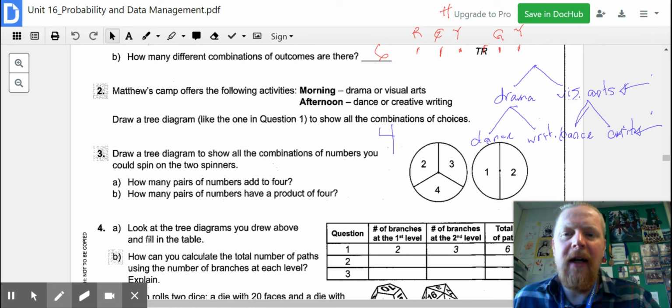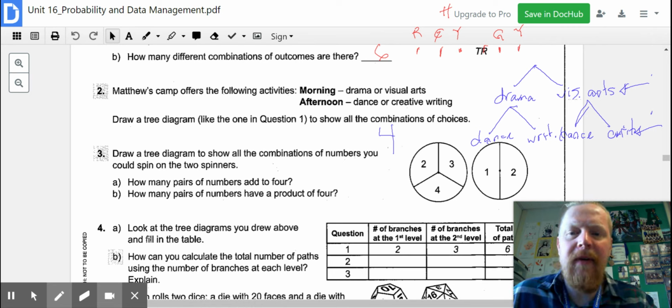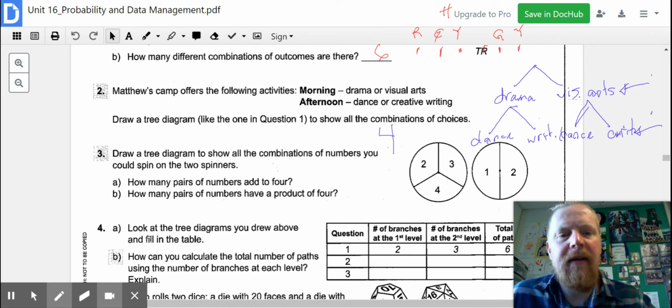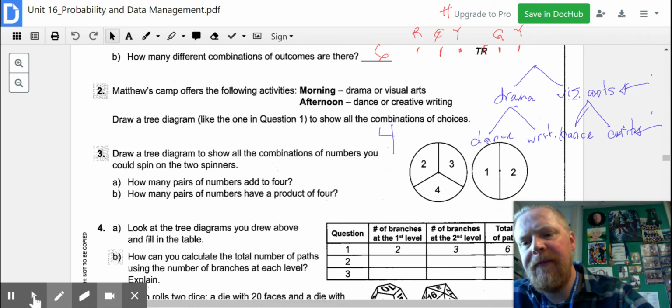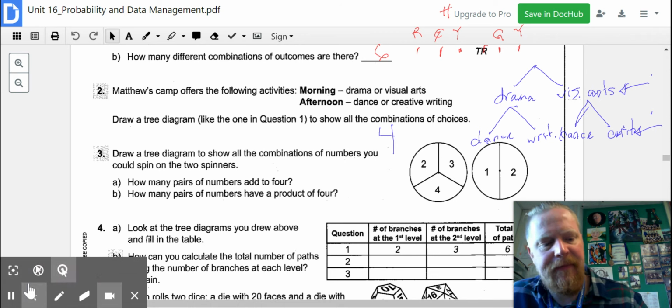Number 3 says, draw a tree diagram to show all the combination of numbers you could spin on 2 spinners. Okay, so they want us to draw a tree diagram for these 2 spinners here. And you can see this spinner here. Let me just move this up.